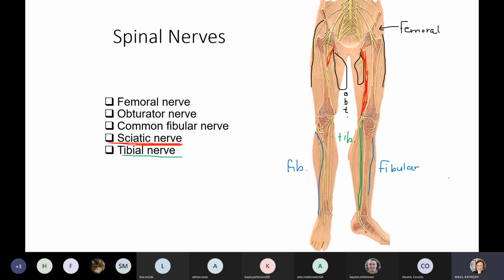Any questions about identifying these nerves before we move on? Or if you're tracking with me, shoot me a thumbs up.